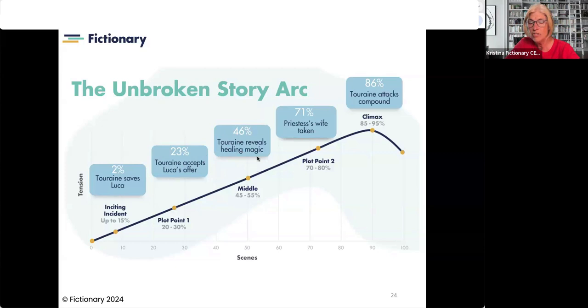Close to halfway through, she reveals to Luca that there is healing magic. And this is a difficult point because Luca has very different motives from Terrain and has taken the story and it's pushing Terrain now. She's going to have to make some choices on who she's going to be and how she's going to live. And then plot point 2, the priestess wife is taken, and Terrain is almost killed, and there's magic used to bring her back to life. And then at the end, she needs that healing magic, and they attack a compound and she wins.